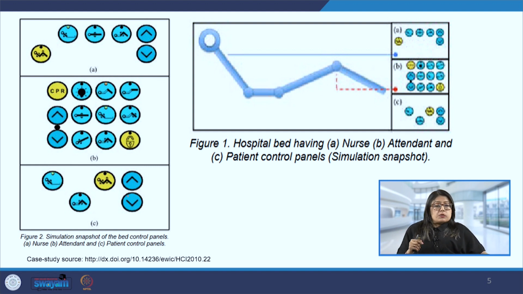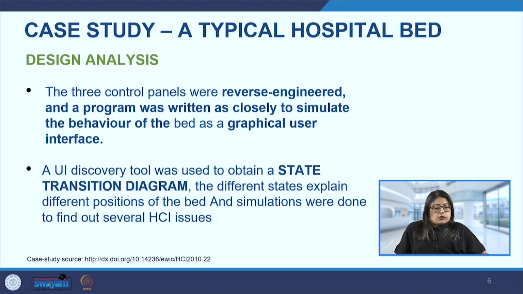So there are those particular points between which we can tilt the bed, and we can also see that here we have the panel, where the panels are for all the three groups to use. So these three control panels that we saw in the previous slide were reverse engineered, and a program was written to simulate the behavior of the bed as closely as possible as a graphical user interface in this case.